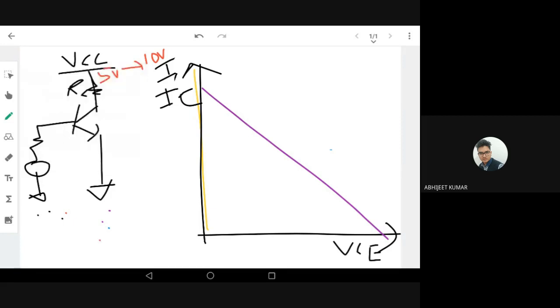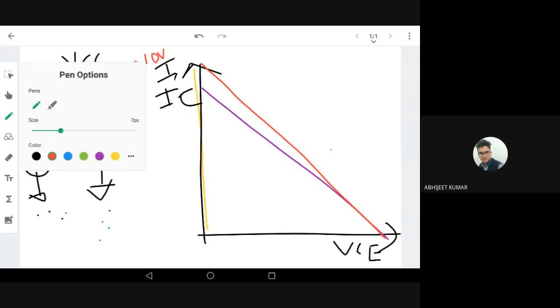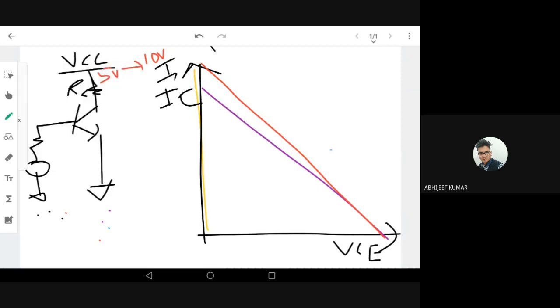So current is going to increase like this, but the maximum voltage is going to be the same, right? Again, if I increase, what happened? Again, it will be increasing. The maximum current is going to change, but the maximum voltage is fixed. I'm not changing the voltage. If I decrease it, what happens?